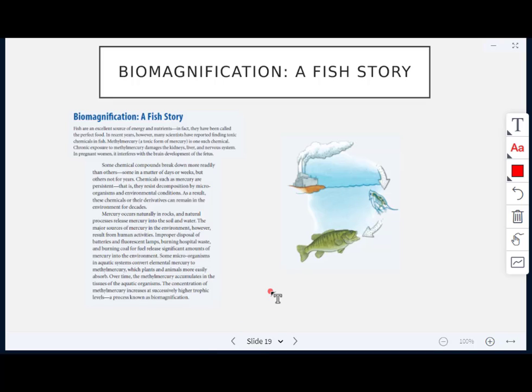Okay, let's quickly go through this example of biomagnification. It's called a fish story. So fish are an excellent source of energy and nutrients. In recent years, however, scientists have reported finding toxic chemicals in fish. For example, methyl mercury, a toxic form of mercury. Chronic exposure to this methyl mercury damages kidneys, the liver, the nervous system, and in pregnant women, it can also interfere with the brain development of the fetus.